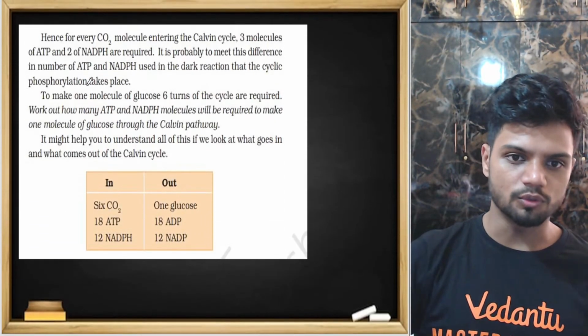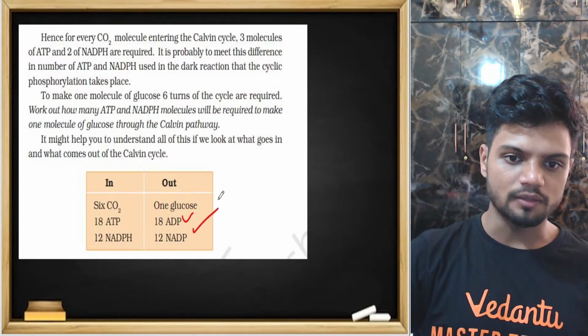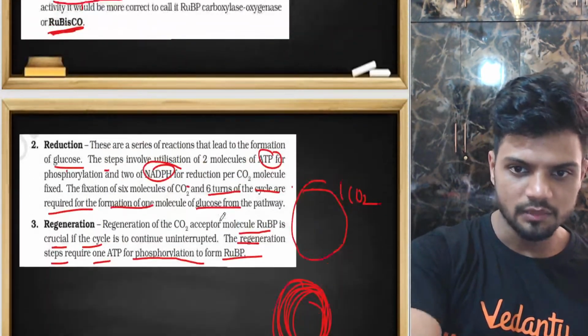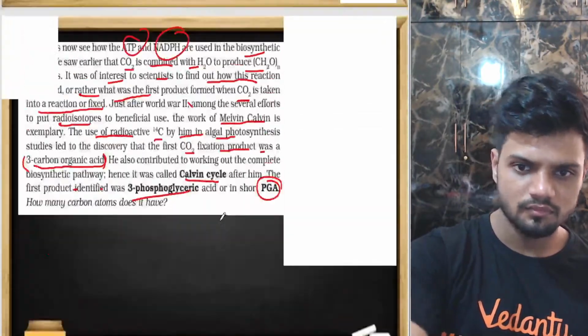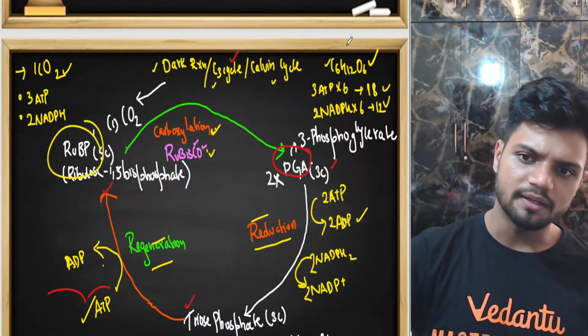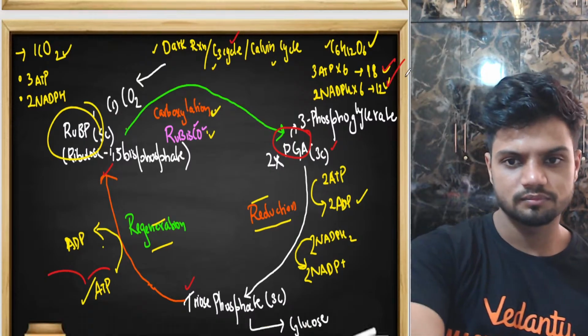See here, this is what is given for glucose. For glucose, 18 and 12. Did we learn this? 18 and 12. I told you, no. 18 and 12.